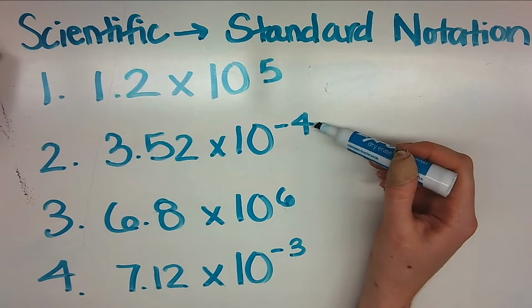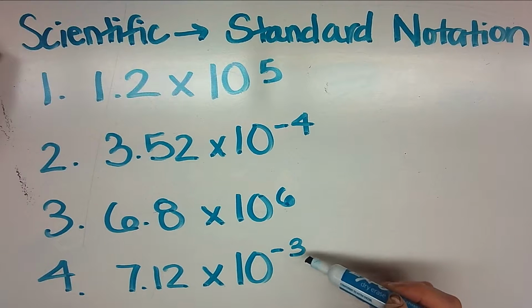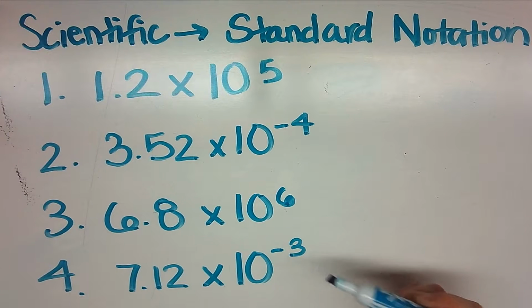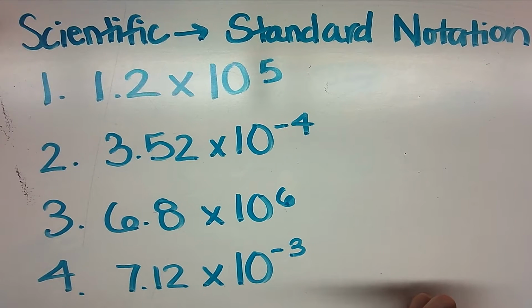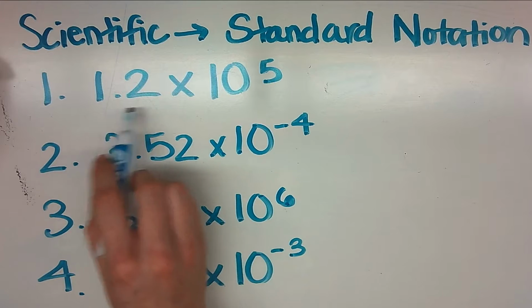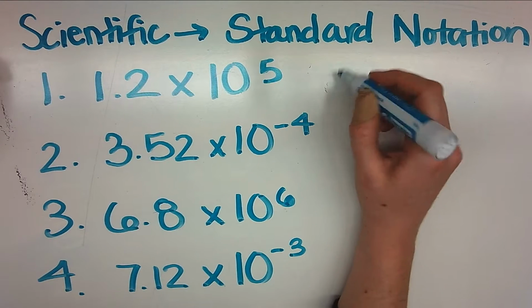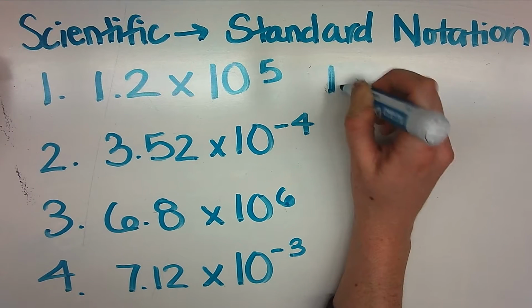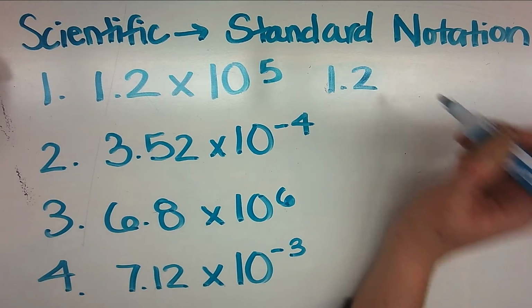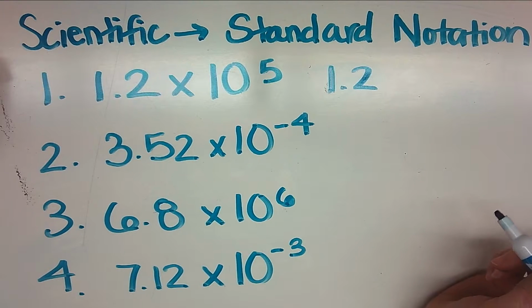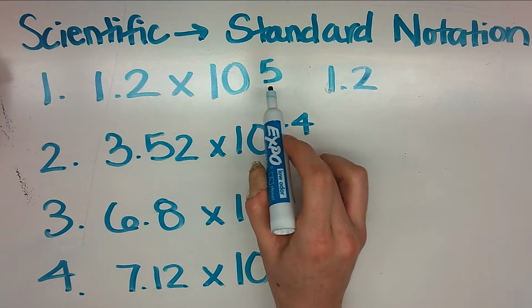And that exponent lets me know how many decimal places to move and whether the number will be smaller or greater than 1. So our first step when tackling these problems is to go ahead and just write out that coefficient value to the side or below. So 1.2.